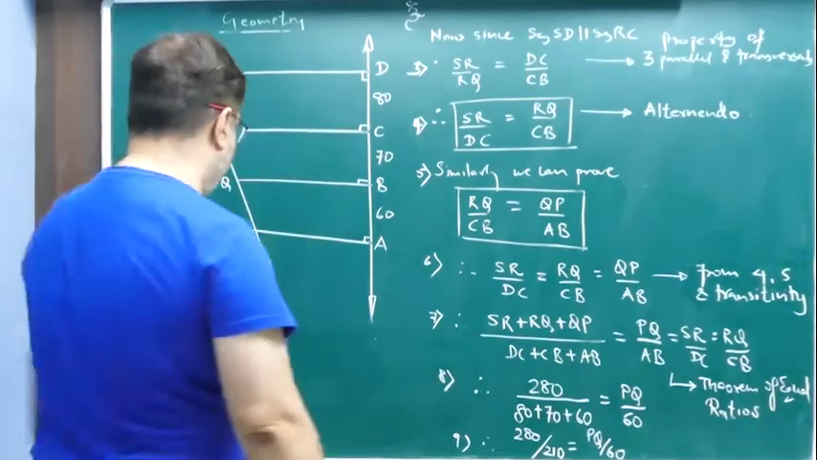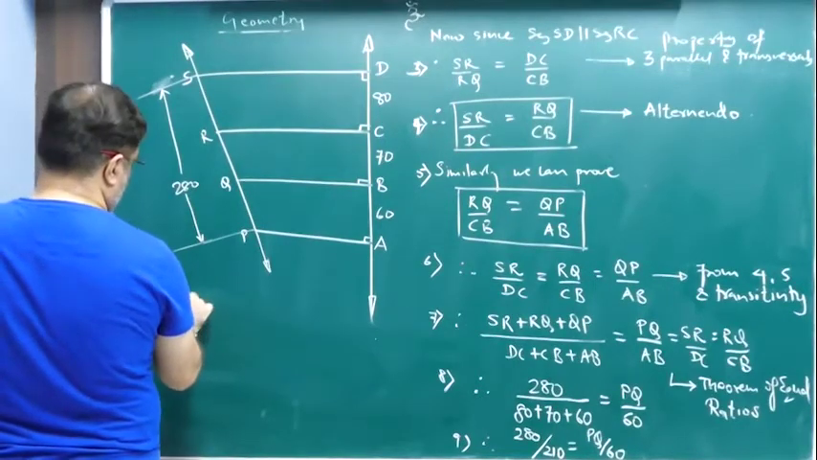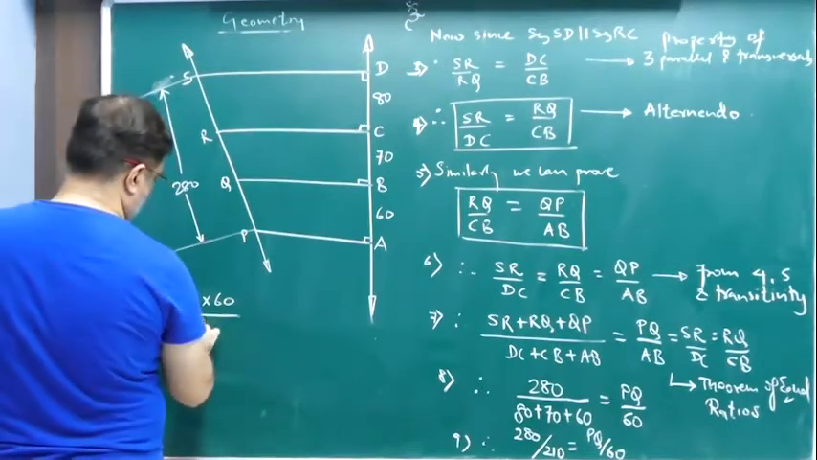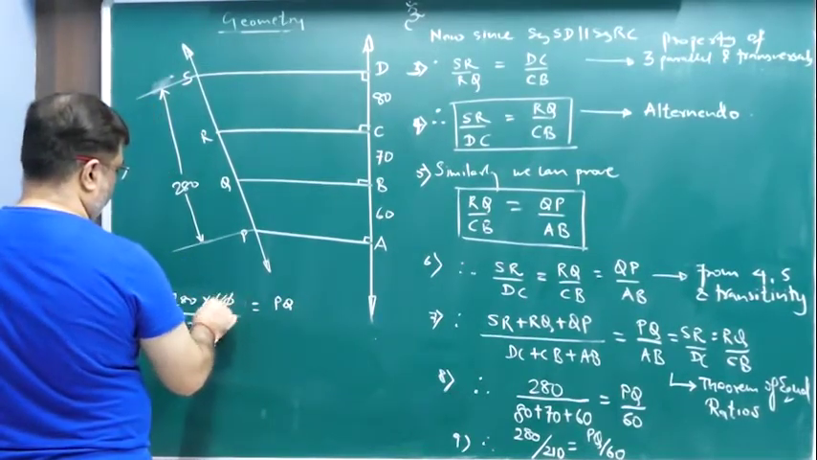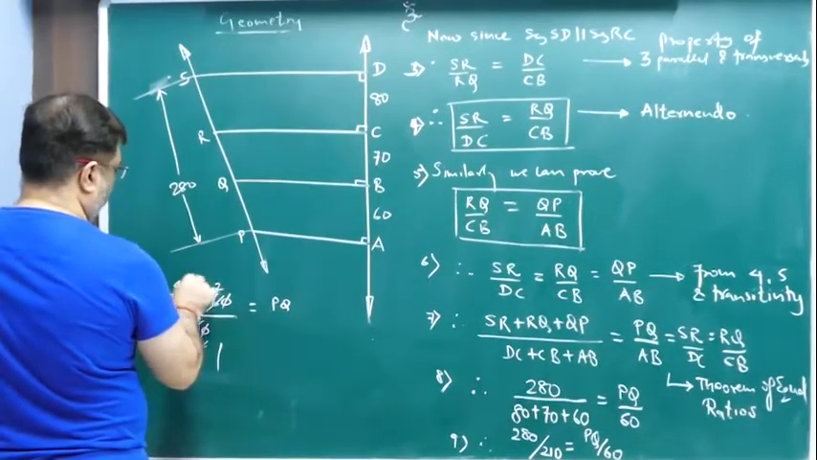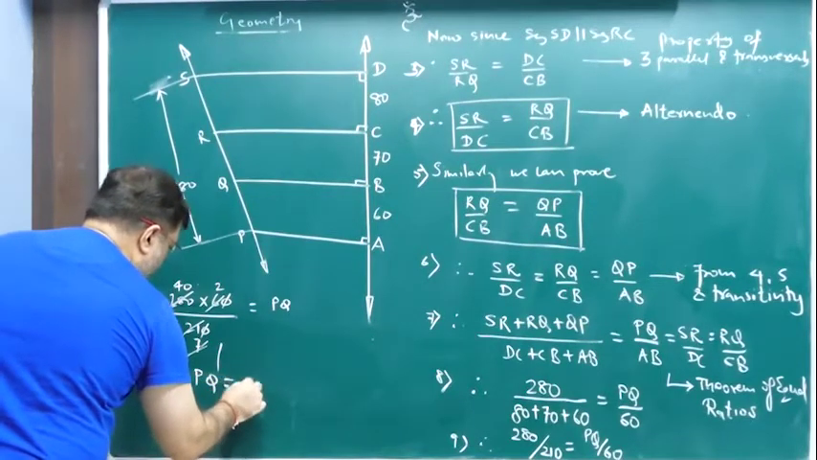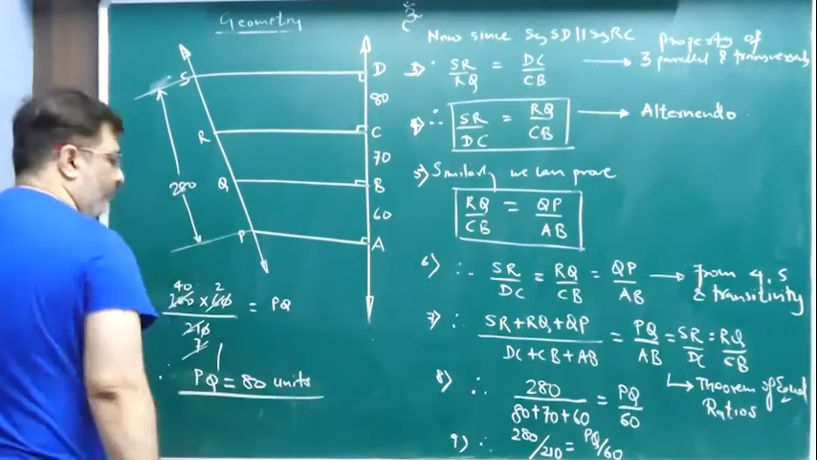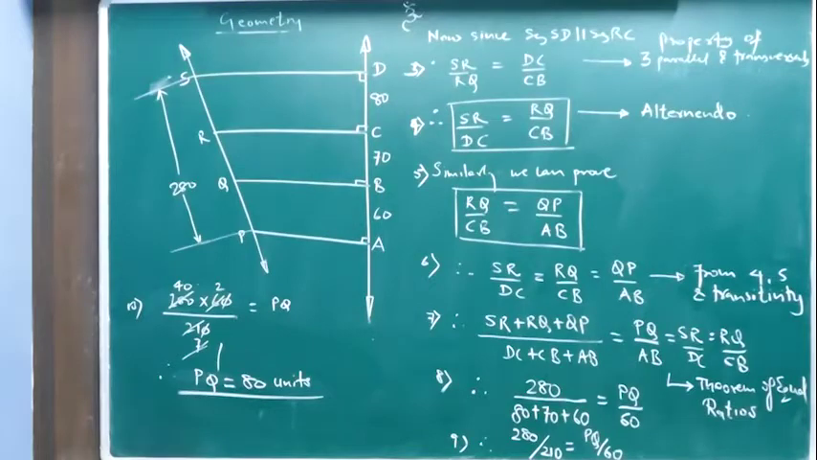Alright, so after statement number 9, the 10th one says 280 into 60 upon 210 is equal to PQ. 1 0 gone, 1 0 gone, 3 2s are, 3 7s are, 7 1s are, 7 40s are. So therefore, PQ is equal to 80 units. Okay, PQ is equal to 80 units. Now, the same way we are going to find the others.